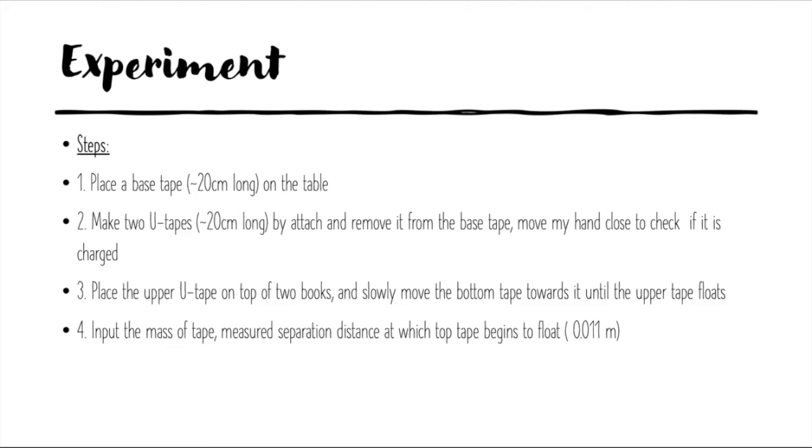So here are the steps of my experiment. Place a base tape about 20 centimeters long on the table. Make 2 U-tapes by attaching and removing them from the base tape, and move my hand close to check if they are charged. Place the upper tape on top of 2 books and slowly move the bottom tape towards it until the upper tape floats. Then carefully measure and input the mass of the tape and the separation distance at which the top tape begins to float, which is about 0.011 meter.